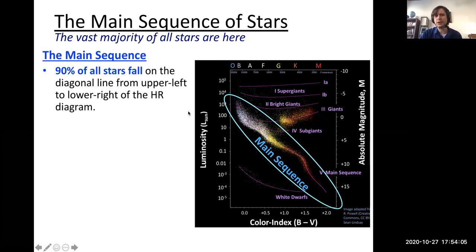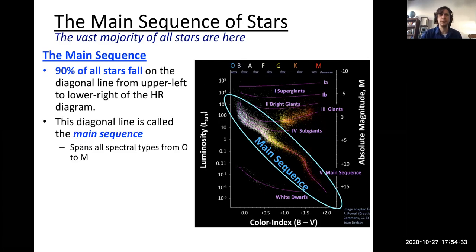So 90% of all stars fall on this diagonal from the hot, high temperature, high luminosity, down to the cool, so low temperature, low luminosity, so top left to bottom right, this diagonal. 90% of all the stars fall on this region of the HR diagram. Since it's 90%, this is why we call it the main sequence. It's the main part of the plot. So we call this diagonal line the main sequence, and it spans all the spectral classes.